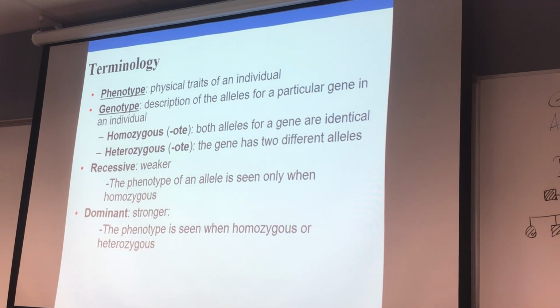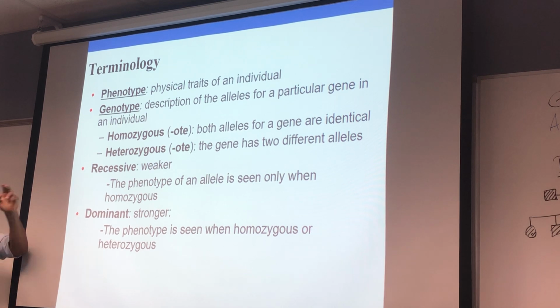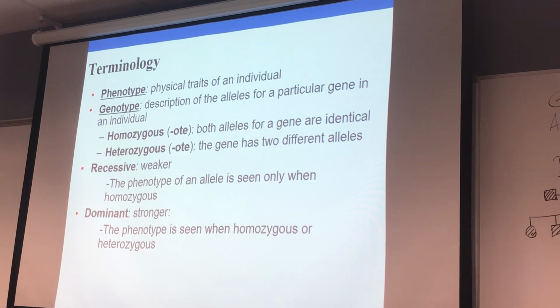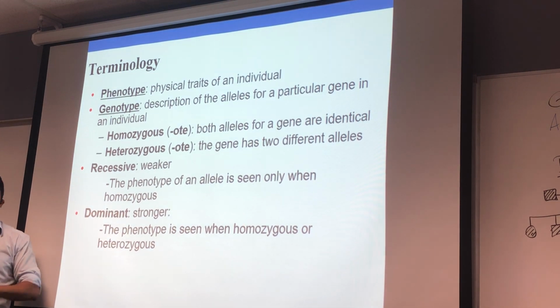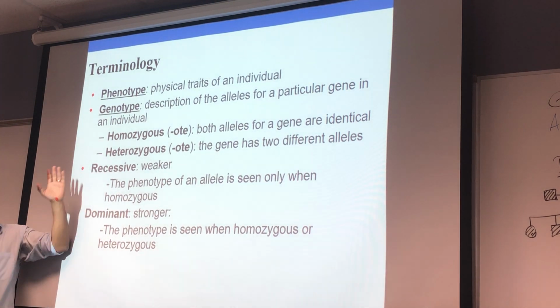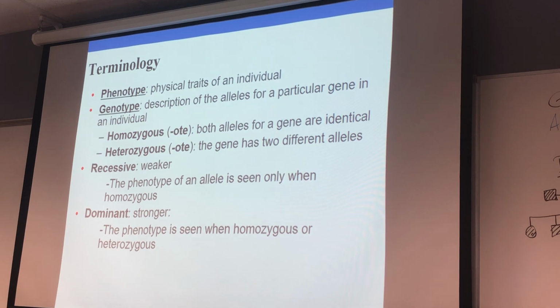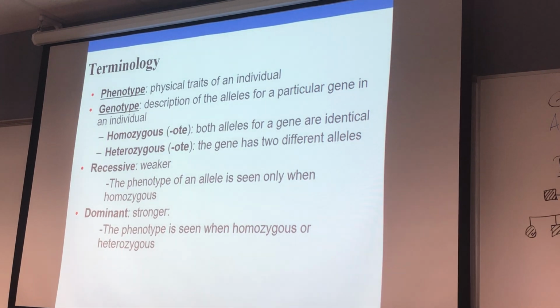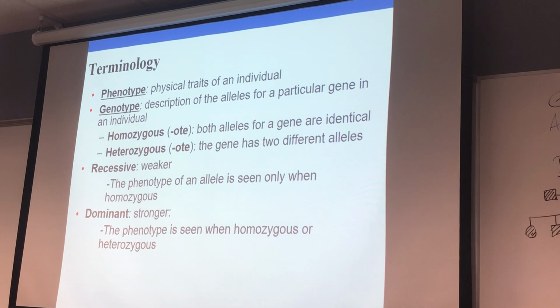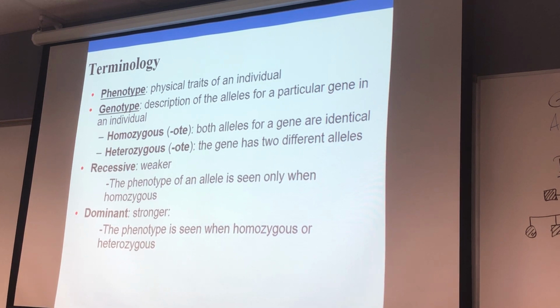Okay. And then here, know this one too. The recessive, that is the weaker one, that is the phenotype of the allele that is seen only whenever it's homozygous. Whenever it's heterozygous, the dominant allele will sequester, will not allow for that recessive allele to be expressed. Okay? And then the dominant, that is the phenotype that is seen when homozygous or heterozygous. As long as there is one dominant allele, then it will be sufficient to express that phenotype.